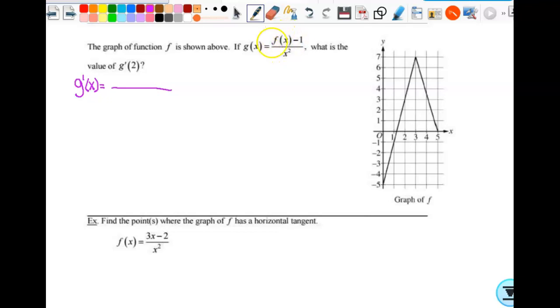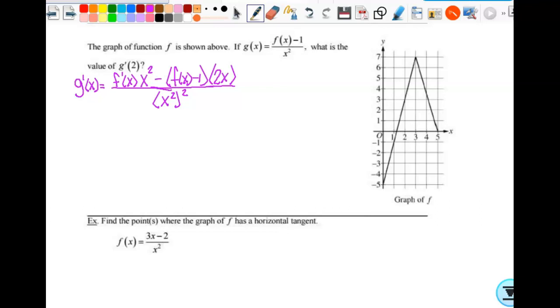What's the derivative of f? F prime, right? So f prime of x. What's the derivative of negative 1? 0. So I'd have minus 0, so I'm not going to put that. Make sense? Times the denominator, which is x squared, minus the numerator, which is f of x minus 1, times the derivative of the denominator, which is 2x, all over x squared squared. Okay? Everybody okay with that?